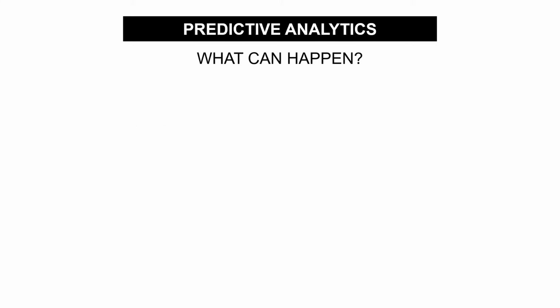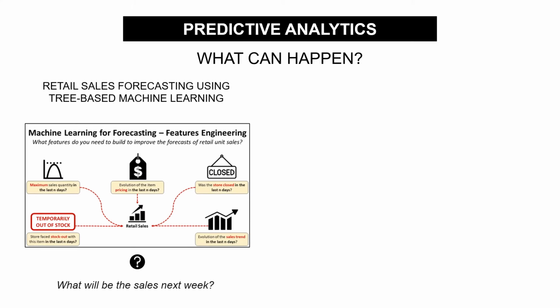Then you have predictive analytics. You use data, past data actually, to predict the future. For instance, machine learning for retail sales forecasting. How much will be the sales during the next week promotion? You basically use tree-based algorithm to predict the sales, considering key business features such as promotion, store opening, SKU type, holidays.